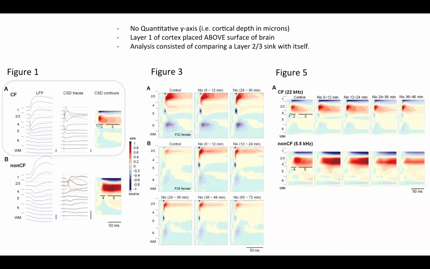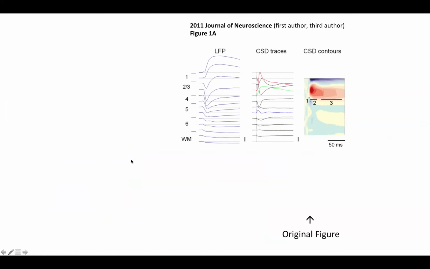So let's start with figure 1A. Here's the original figure 1A. Now, first of all, notice that there is a categorical y-axis right here. These are traces from the auditory cortex of a mouse, and they used a 16-channel multi-probe. So there's 16 channels here, and yet actually there's only 13 channels shown. So there's 3 channels missing.